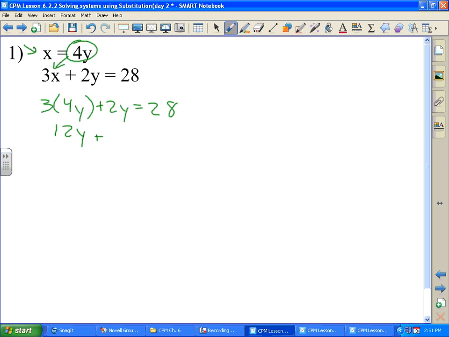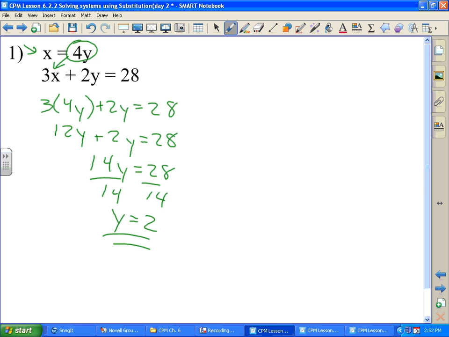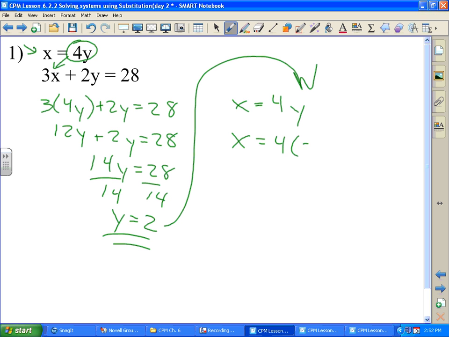Simplify it. 12y plus 2y equals 28. 14y equals 28. Divide by 14, so y equals 2. I know what y is. However, I want to know what x is also. So I'm going to take one of the equations, and it really doesn't matter which one. And I know that y is 2, so I'm going to plug in that 2 for y. So x equals 4 times 2, so x equals 8. So now I know what x is. You need to know what both variables are when you finish the problem. If I write this in an ordered pair, it's the ordered pair 8, 2, x and y, alphabetical order, remember.